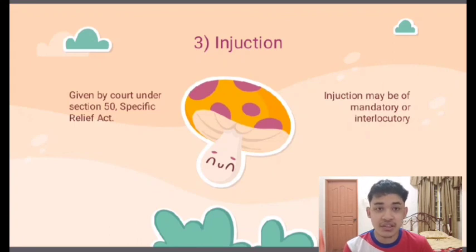Next, we have injunction. Injunction is discretionary, given by the court under Section 15 Specific Relief Act, and an injunction may be mandatory or interlocutory. The remedy of an interlocutory injunction is used by a party to maintain the status quo of a subject matter in an impending suit. A mandatory injunction is a court order requiring something to be done. An injunction may also be in the form of a restraining order, stopping something from being done.